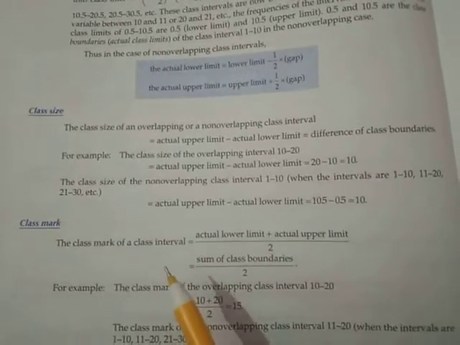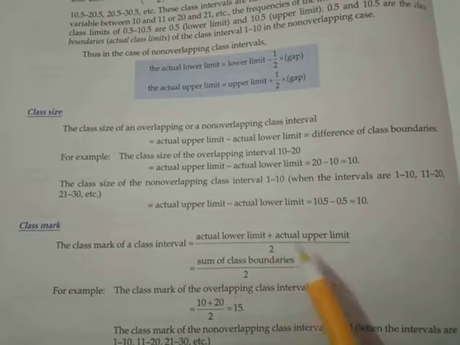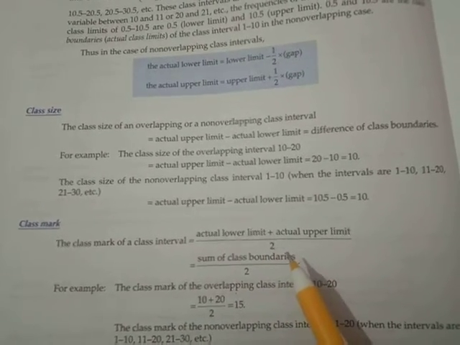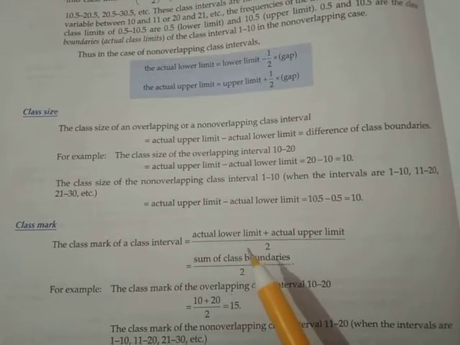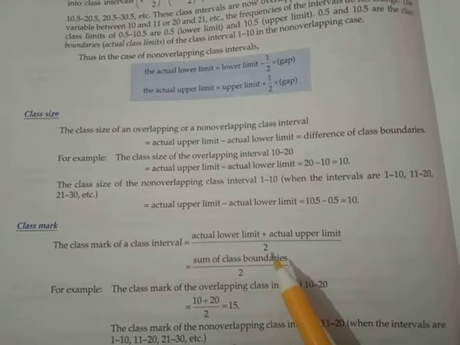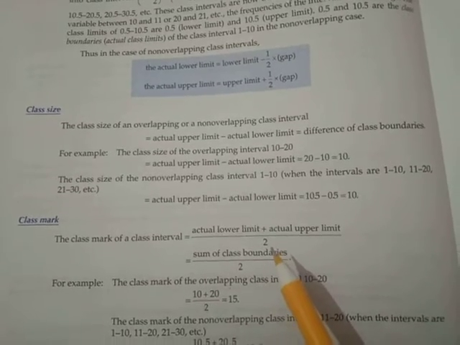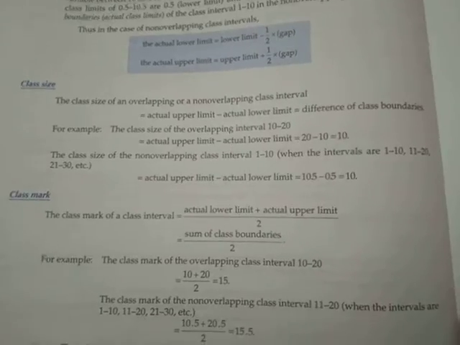Next topic is class mark. Add both the class limits, upper limit and lower limit, and then divide by 2. Clear? In any class limit, add the lower limit and upper limit and then divide by 2. Whatever answer we are getting, that is the class mark of the particular class limit. Clear, students?